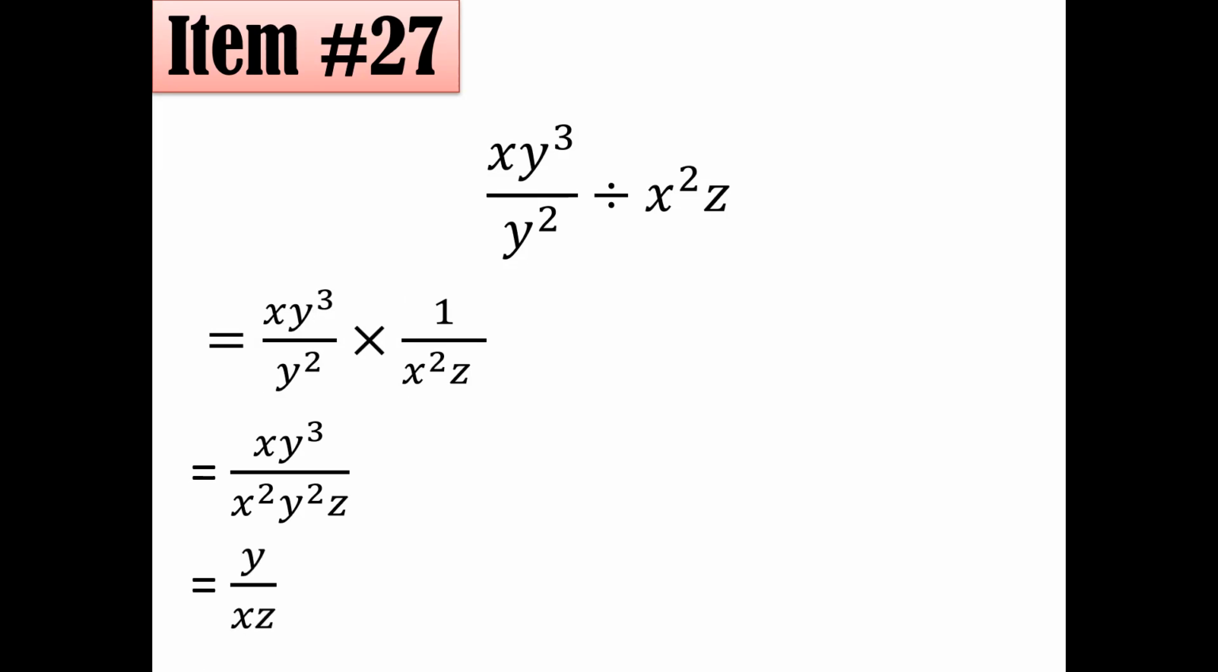And you see, from here, x over x squared, there's still an x left in the denominator. Y cubed over y squared, there's still one y left in the numerator. And the z will still be in the denominator. Letter A. All right.